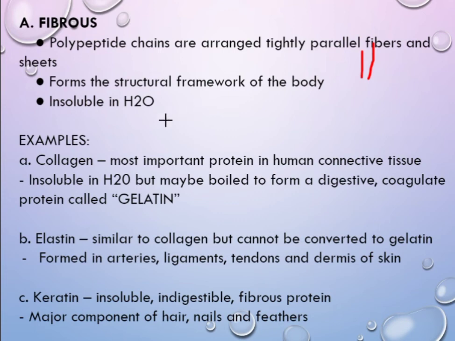Which is, ang good examples natin, you have your collagen, which is the most important protein in human connective tissue. Take note though that collagen is insoluble in water but may be boiled to form a digestive coagulate protein called gelatin. Okay, so yung gelatin nyo in itself is actually a type of protein. And then you also have your elastin, similar to collagen but cannot be converted to gelatin. Good example, formed in your arteries, ligaments, tendons, and in the dermis of your skin.